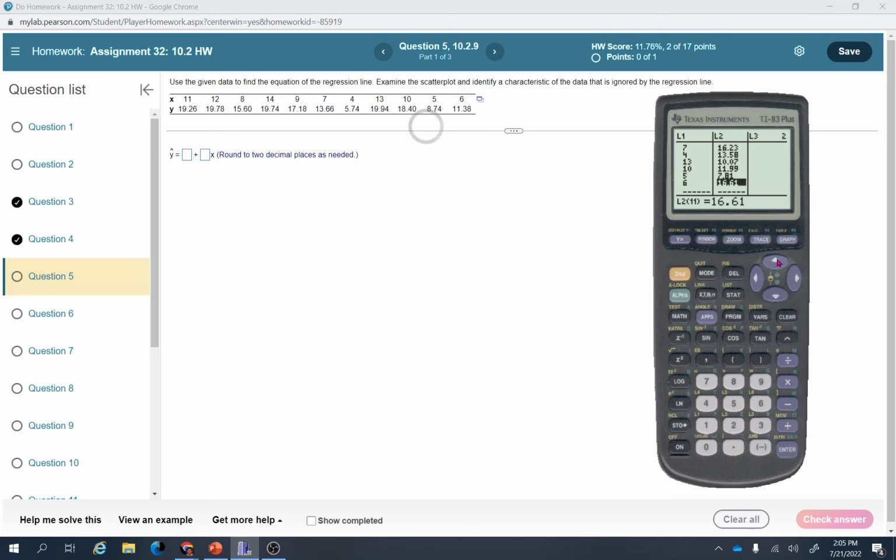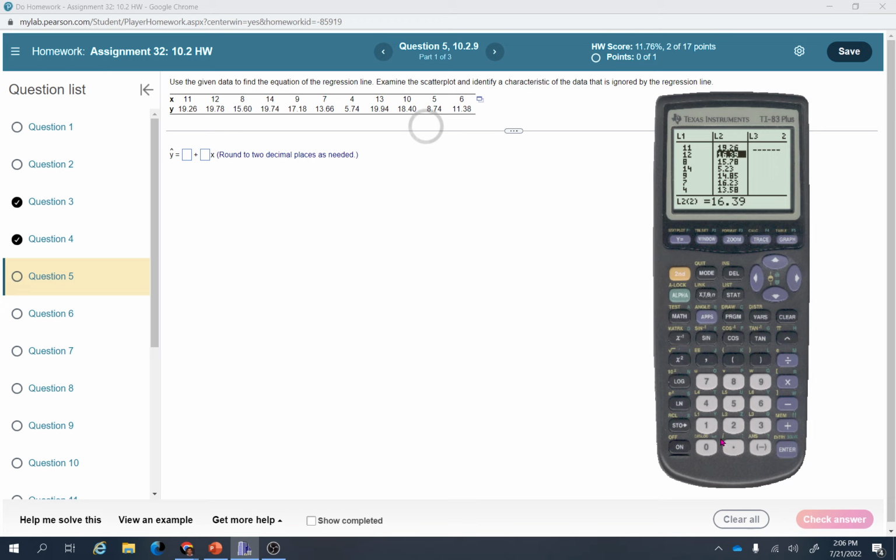And for these x values, we have different y values in the data set, so I'm going to use these new y values. The data in list 1 is for the x values, and the data in list 2 is the corresponding y values. When x is 11, y is 19.26. So I'm going to type that in, 19.26.